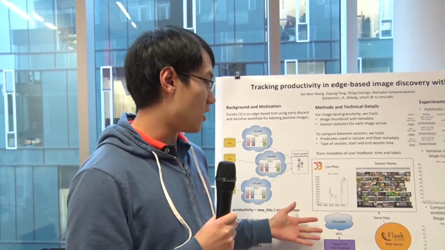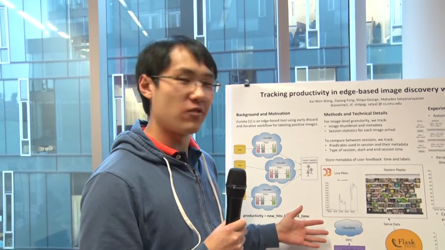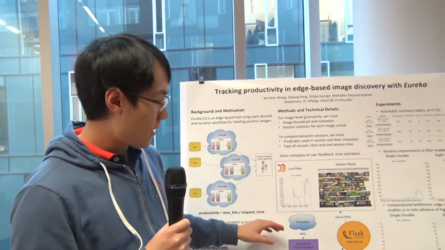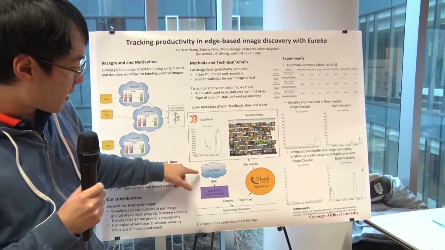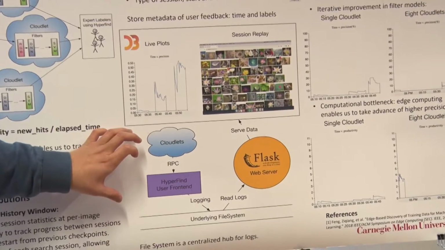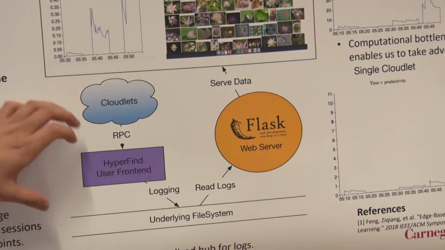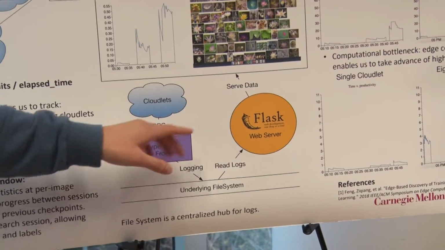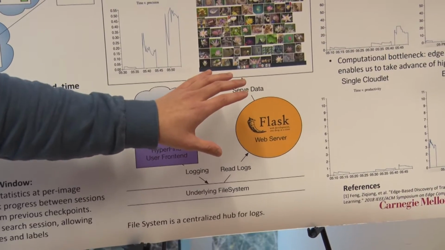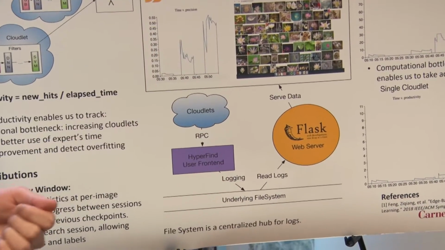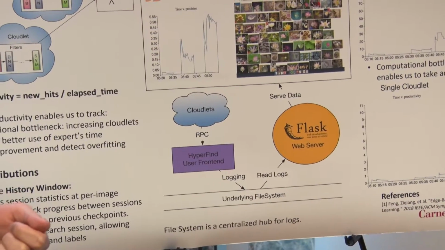Over here, you can see the data flow that's going on in Eureka as well as the history window. If you zoom in over here, we have the cloudlets and the hyperfind. This is what Eureka was before the history window. What we've added is logging features to hyperfind, and a Flask web server, which can read this data and serve all this data to your Chrome browsers.